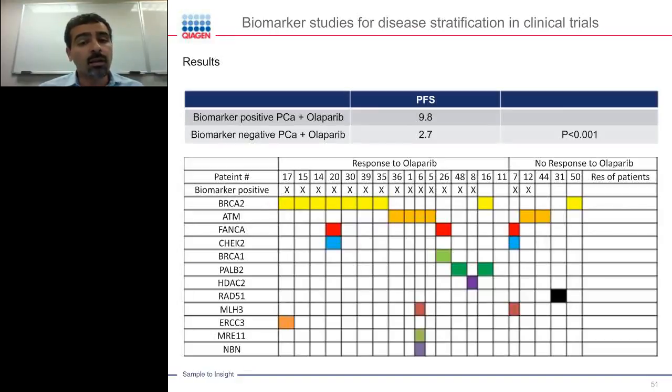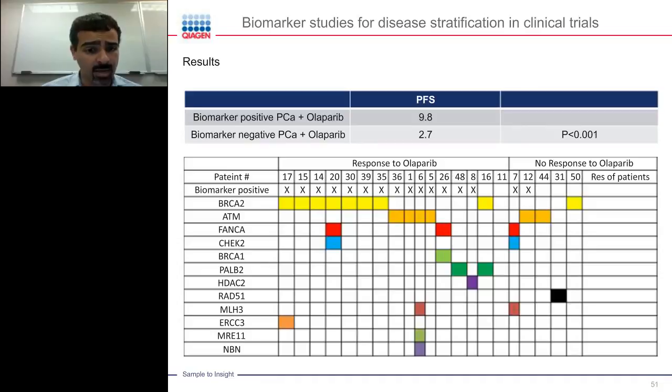So when they looked at the progression-free survival of the different patients, again they classified the different cases into biomarker positive prostate cancer and or biomarker negative prostate cancer. And when they looked at those cases that have been treated with olaparib, they were seeing a higher progression-free response rate compared to those cases that were treated with olaparib but that were biomarker negative. With a p-value which was highly statistically significant.